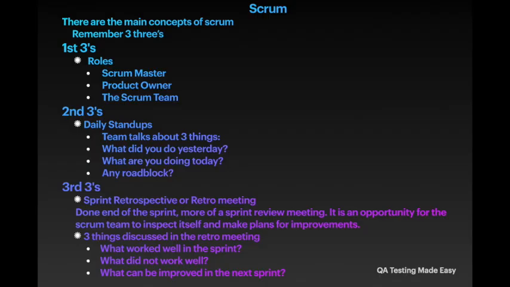team's needs. Now, here are the main concepts of Scrum. Remember three threes. First, roles. There are different roles. First one is Scrum Master, then Product Owner, and the team. Let me break it down for you. Scrum Master is similar to Project Manager. Scrum Master is responsible for making the process run smoothly. He or she is responsible for addressing any issues or concerns which might impact productivity, and organizes meetings. They keep every stakeholder and team member up to date with the team's progress.